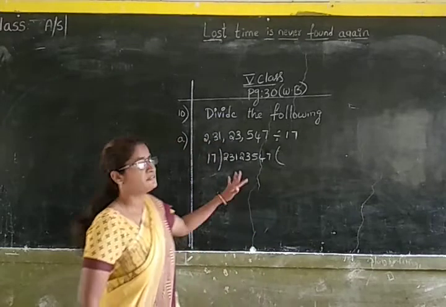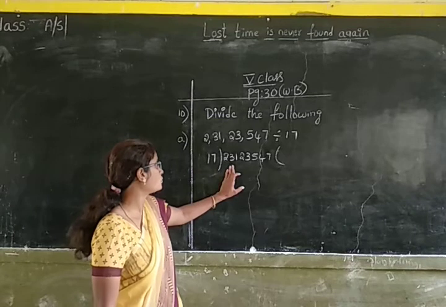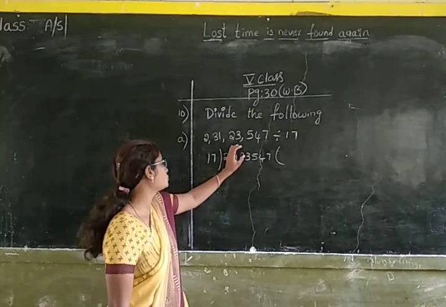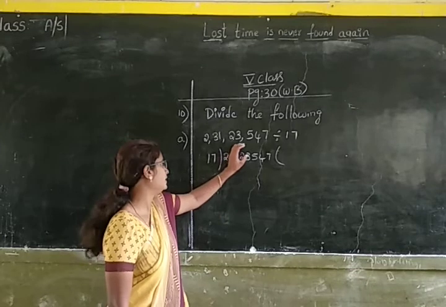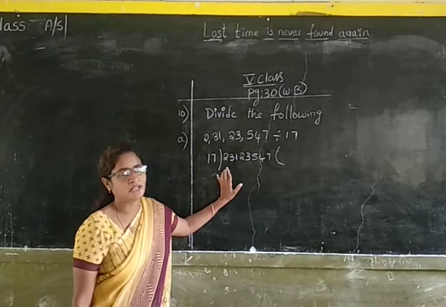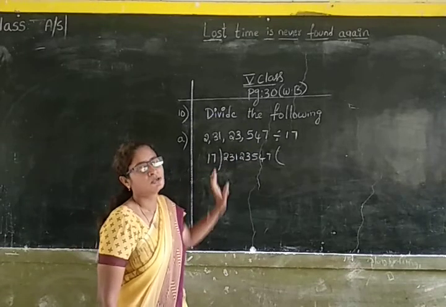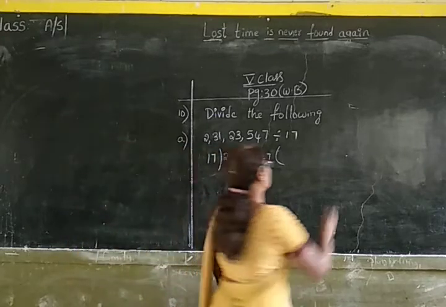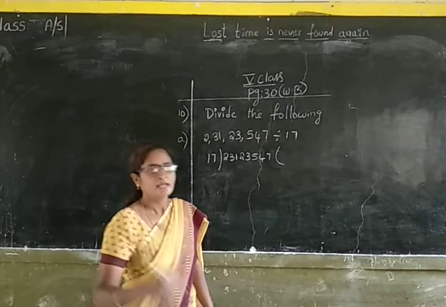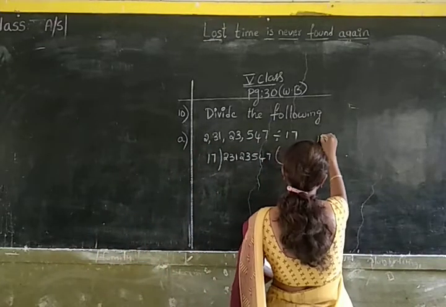For dividing, we have to see how many times 17 goes in 23. Here you have to take 2 digits because 2 is smaller than 17, and 23 is greater than 17. To see how many times 17 goes in 23, we have to write down the table. You can write the table either by multiplication or by repeated addition. Here I am writing the table by repeated addition.